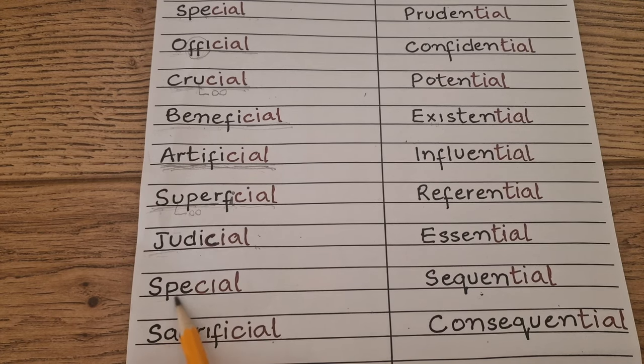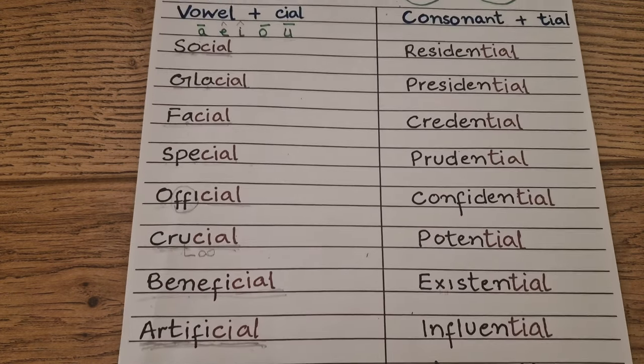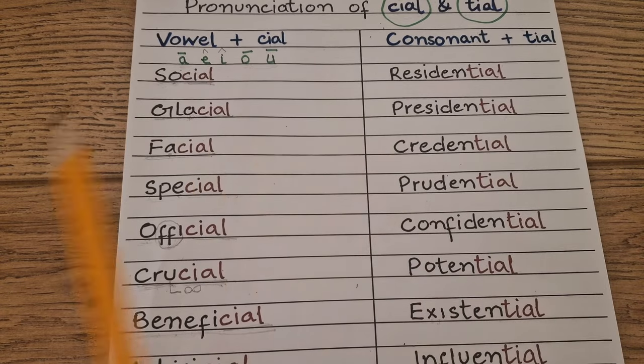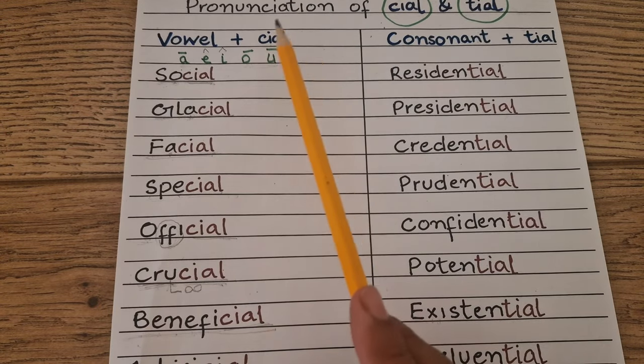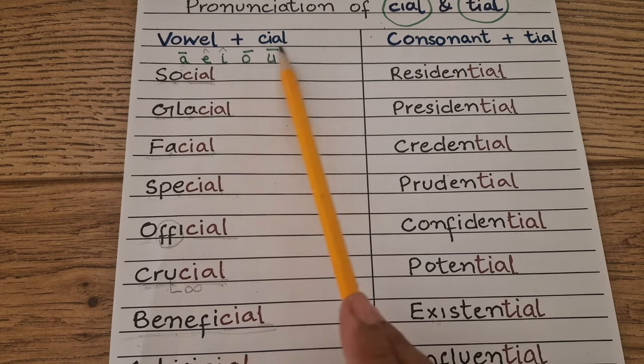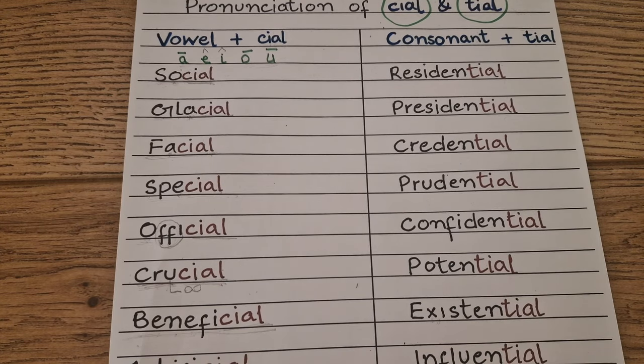S, P, E, spe, "shall". Special. Special. S, A, C, sac. R, I, ri, sacri. F, I, fi, "shall". Sac, ri, fi, "shall". Sacrificial, sacrificial. So these are all examples of C-I-A-L, "shall" sound. So always remember, C-I-A-L always comes just after a vowel. Now let's look at T-I-A-L, "shall" sound.